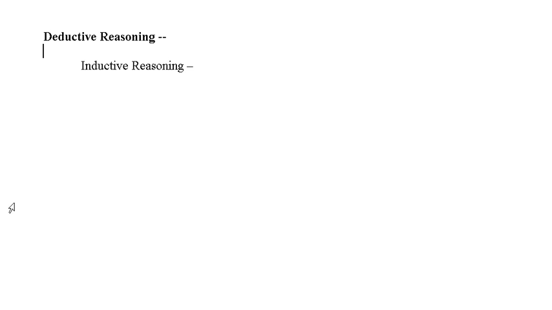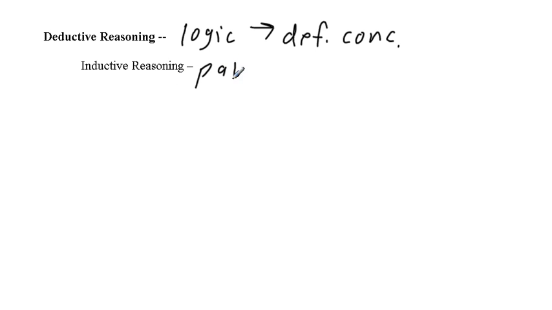Two other things to talk about in this section are deductive reasoning and inductive reasoning. Deductive reasoning is actually what we just did. We use logical steps to come to a definite conclusion. Inductive reasoning is a little different. We use patterns for inductive reasoning. Inductive reasoning often uses experience.